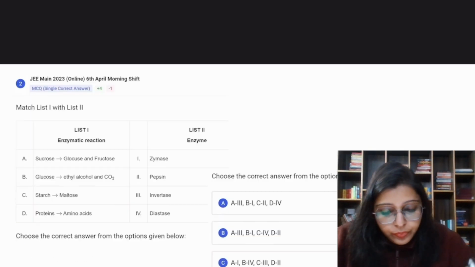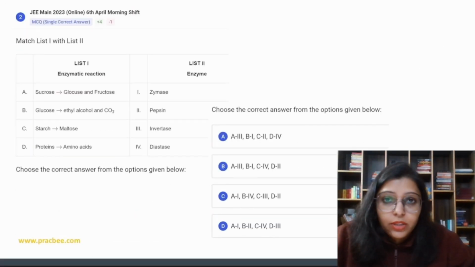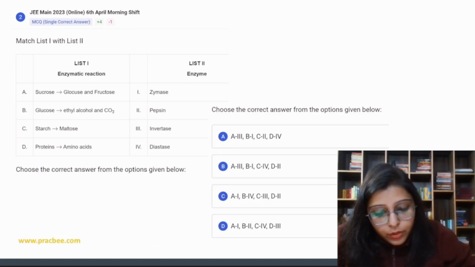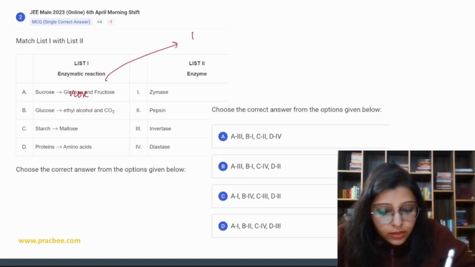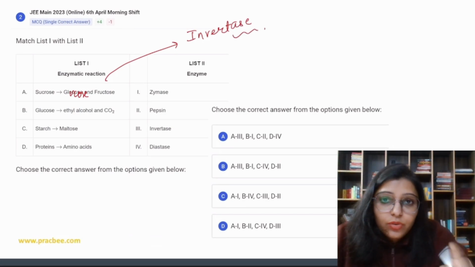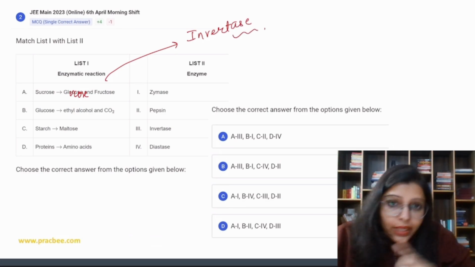Next question. This is based on enzymes. So when sucrose is converted to glucose and fructose, which enzyme is required? That is invertase. Sucrose is invert sugar, so in that way you can memorize that it is going to be invertase.